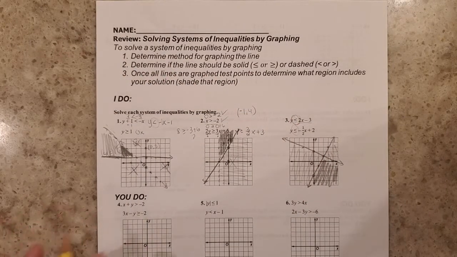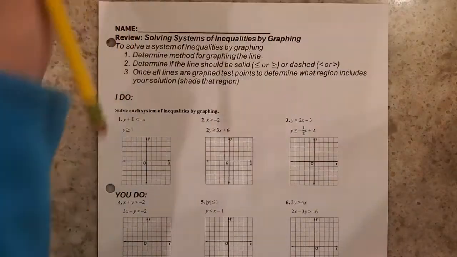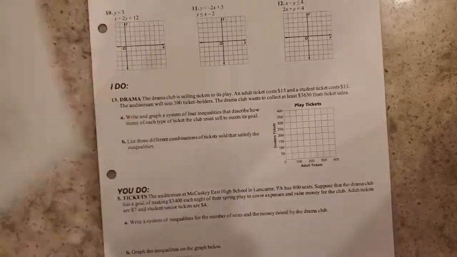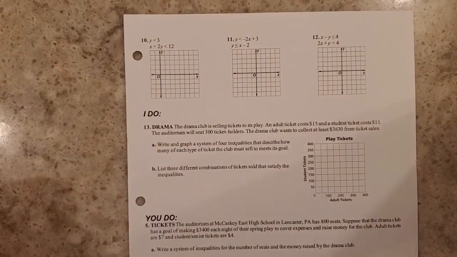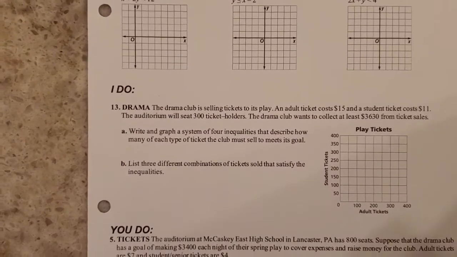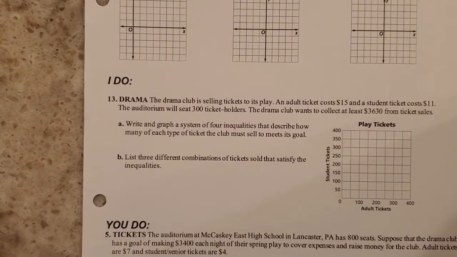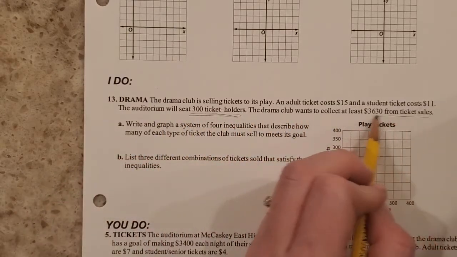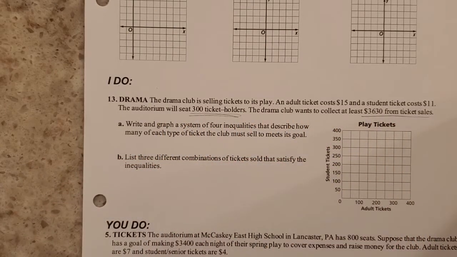So now you're going to do these 6 problems on this page using the same idea. And then together, sorry, wrong page, we're going to do the I do, which is a word problem on the next page. So the drama club is selling tickets to its play. An adult ticket costs $15. A student ticket costs $11. The auditorium will seat 300 ticket holders, and they want to make $3,630 in ticket sales.